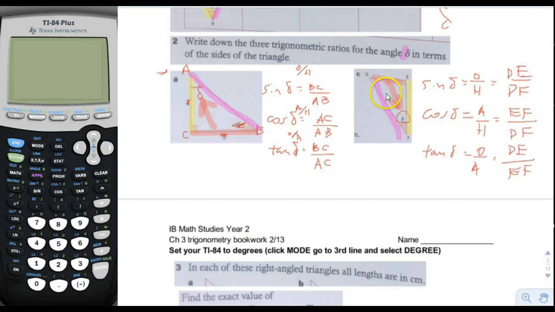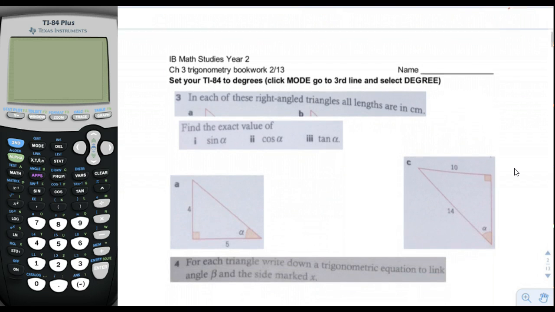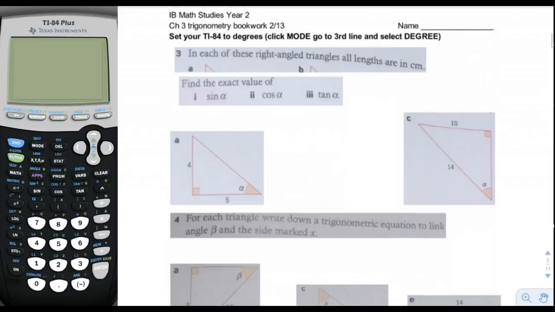And finally, the tangent is the opposite over the adjacent, so that would be red divided by yellow, or DE divided by EF. Okay? Now let's move on to page 2. The first thing we're going to do is verify that our calculator is set to degrees like we did before. We go to mode, and oh good, it's on degrees, and then we quit. Okay, and now it says find the exact value of sine, cosine, and tangent.